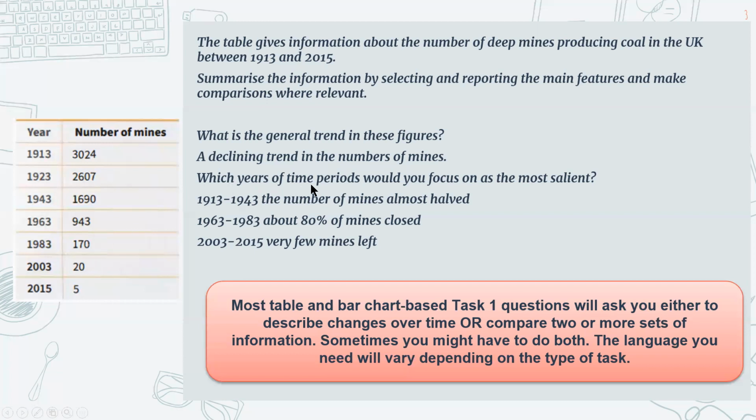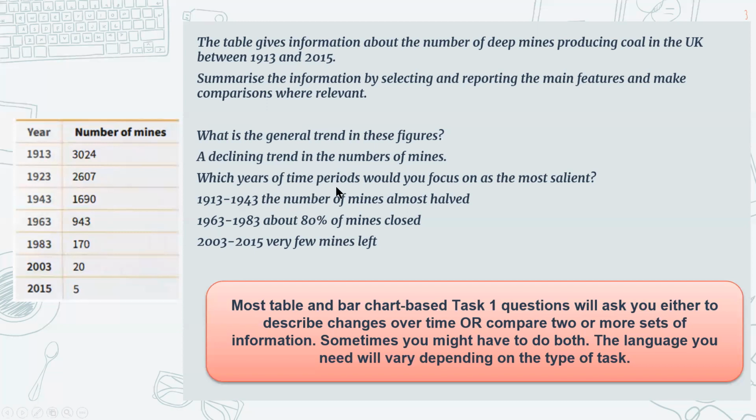Which years or time periods would you focus on as the most salient? It's 1913 to 1943. The numbers of mines almost halved. Okay, so you have to ask yourself some questions before you start writing anything. Because if you don't ask yourself these questions, you are not able to identify the key features of the table.